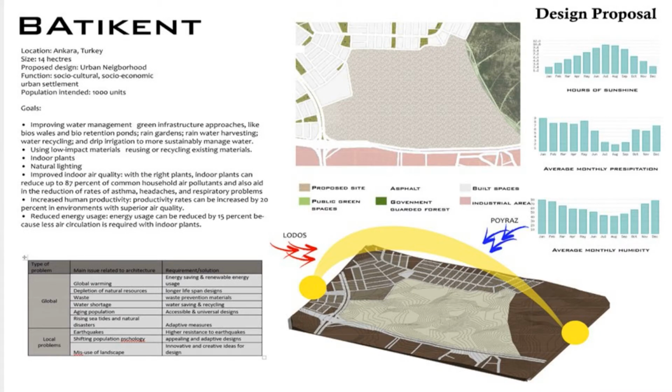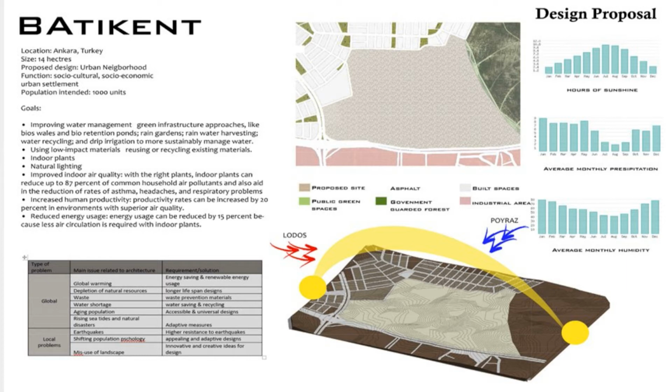So the size of the site I picked was 14 hectares. The proposal was to design an urban neighborhood with a socio-cultural, socio-economic and urban settlement function. The population intended was a minimum of 10,000 people.